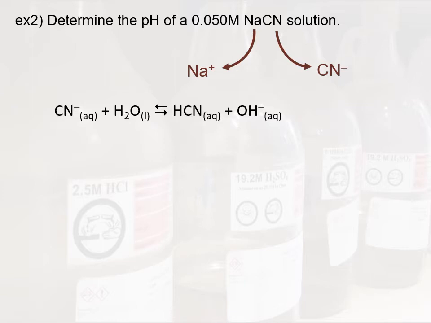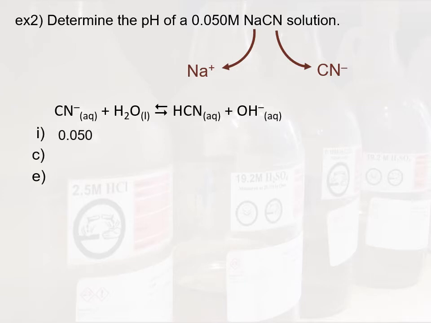This equation is going to be worth marks on the quiz and on the test. So make sure that this equation is written perfectly balanced. All the elements are balanced, but also the charges are balanced. The conjugate base, CN minus in this case, needs to have the negative charge on it, and the hydroxide needs to have the charge on it. Now I can make my ICE chart.